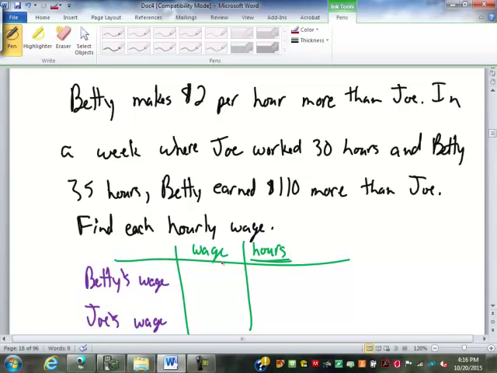First of all, how would you define their wage? Who makes less? Joe. So I'd make him x, and Betty would become x plus 2. Hours, we know Betty worked 35 and Joe 30. What total are we given? We're not given a total, we're given a difference of 110, right? So that means we're going to subtract two things to get 110. What are we going to subtract?